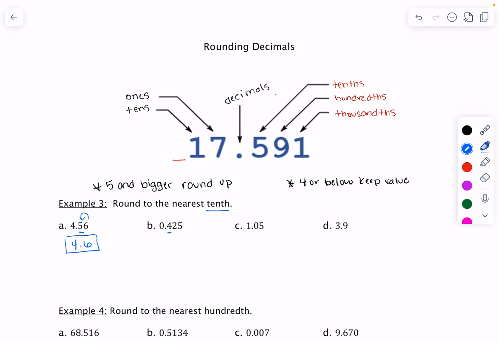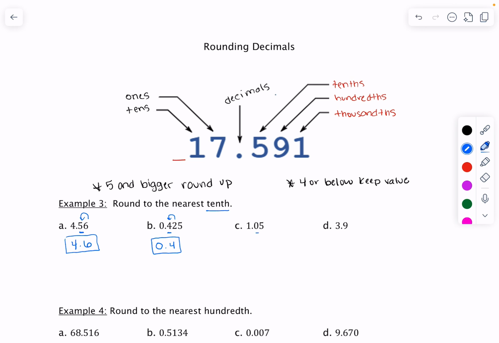Okay. Example B, I'm going to look at the tenth place and underline it. It's a 4. The number next to it is a 2. Now that is 4 or below. That's a number that is not 5 and bigger. So that means my answer is 0.4. I'm just going to keep the 4. Let's make that a box. Keep it the same.